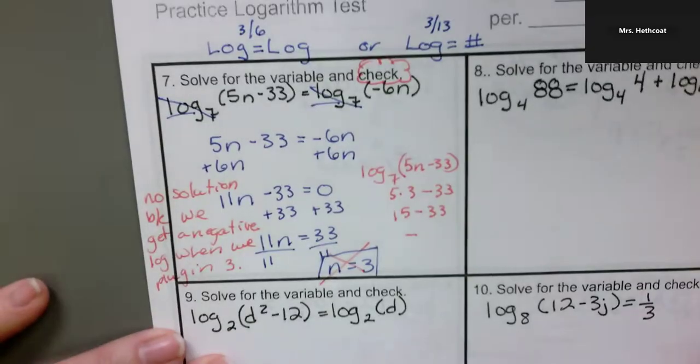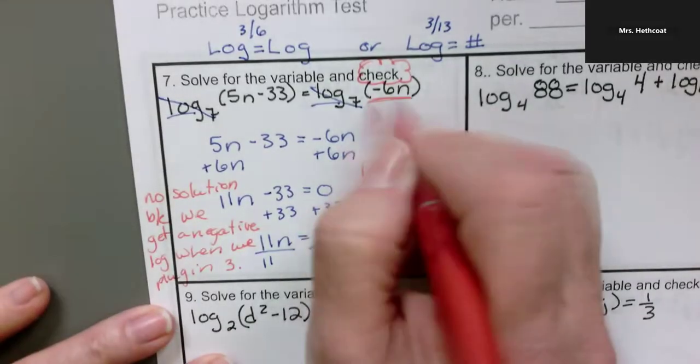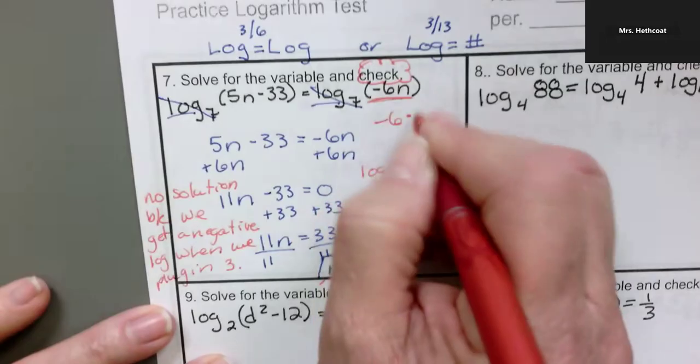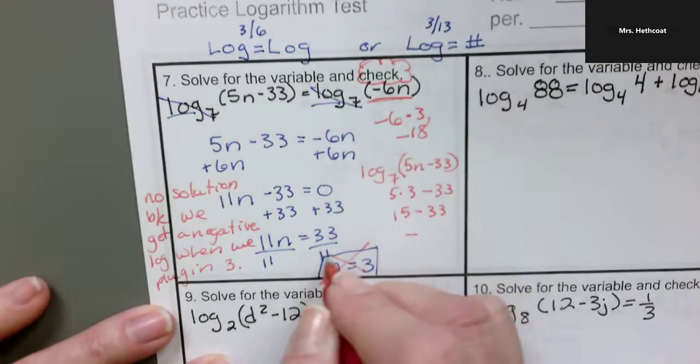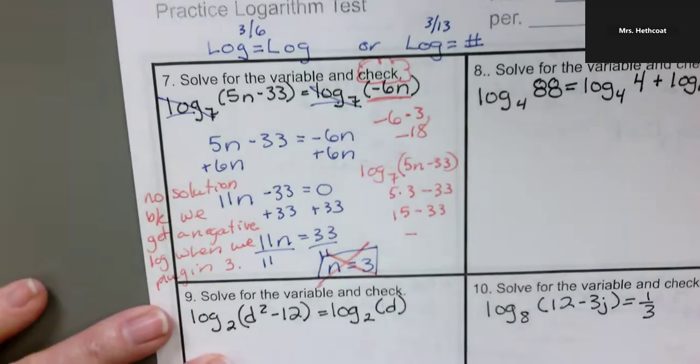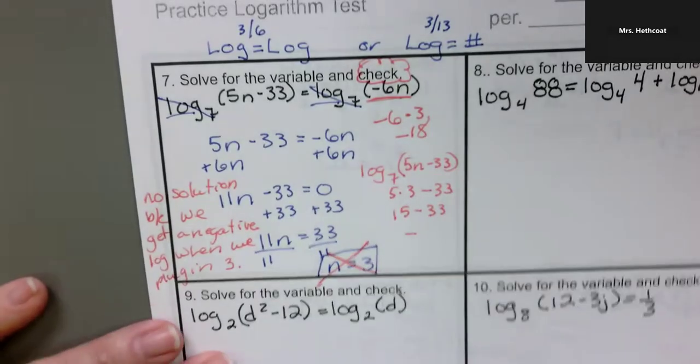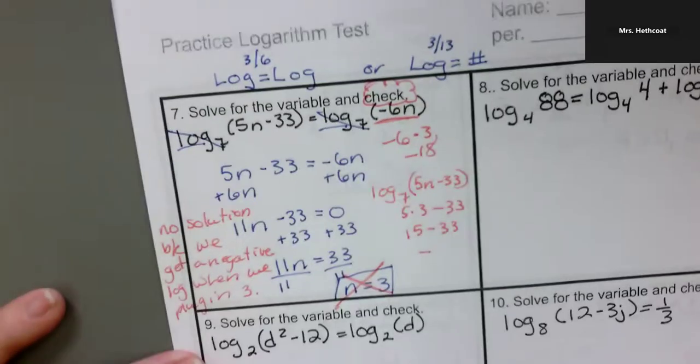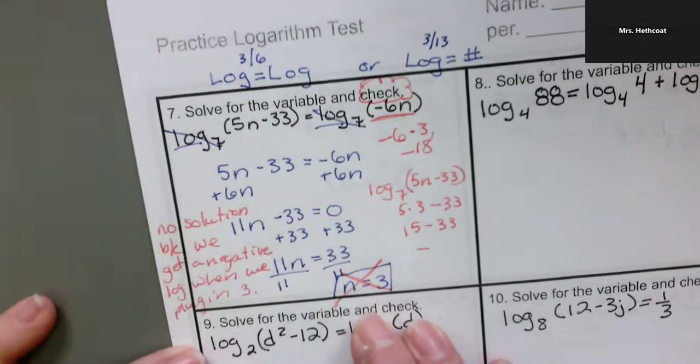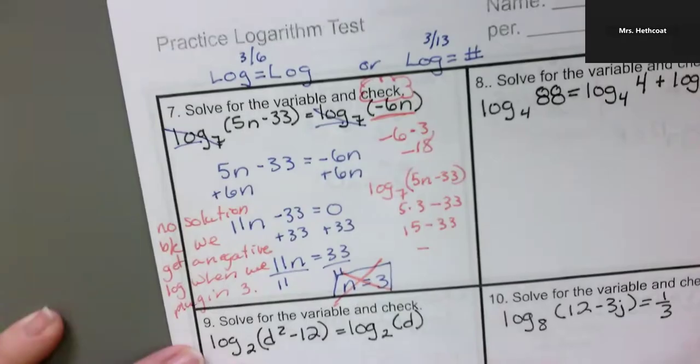You can also see it right here that negative 6 times 3 will be negative 18. So there's just no way. It doesn't work in either one. So this one is no solution. Notice, if you did not check, you would have done all of this work, gotten n equals 3, and your answer is wrong. And you would have to fix it in a test reflection.